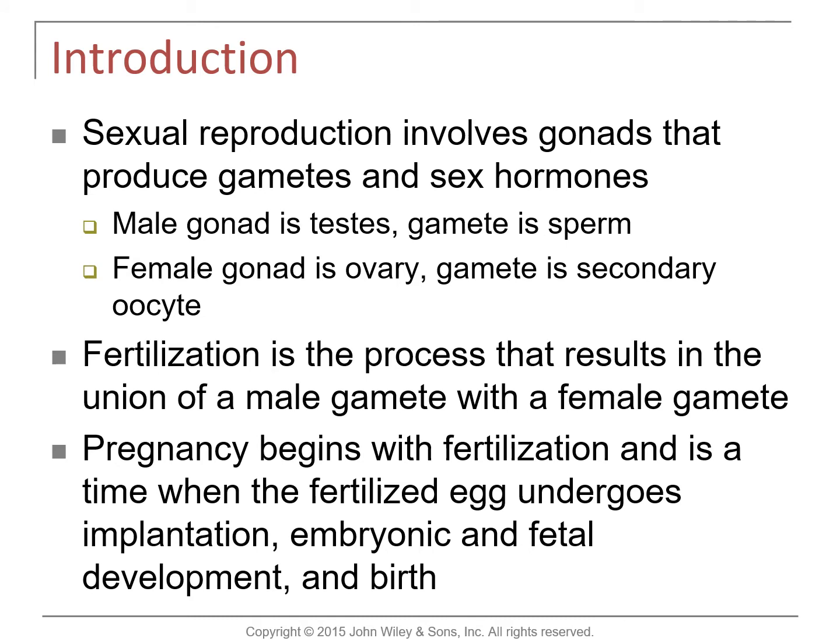Pregnancy begins when fertilization occurs, but then in order to have a complete pregnancy, the fertilized zygote must then implant into the uterus of the female. That zygote will then undergo several rounds of cell division, and within a few days becomes an embryo. After a few weeks, the embryo develops into a fetus, and after 40 weeks of gestation, in total, we have birth.